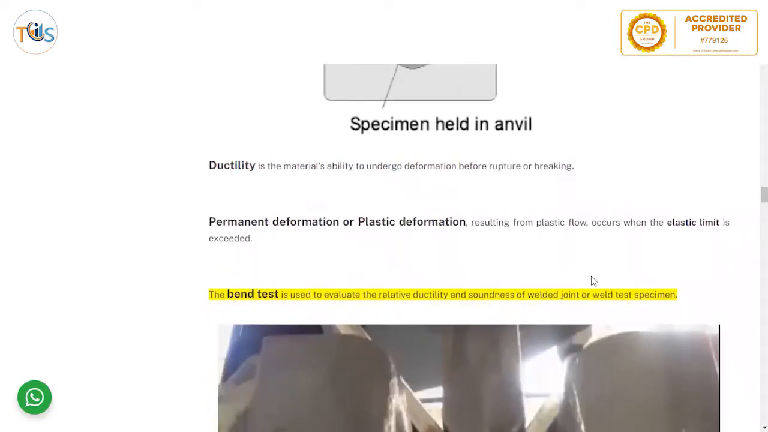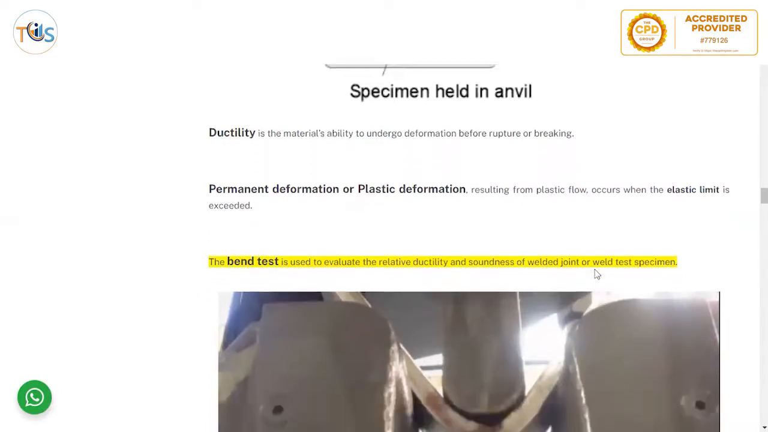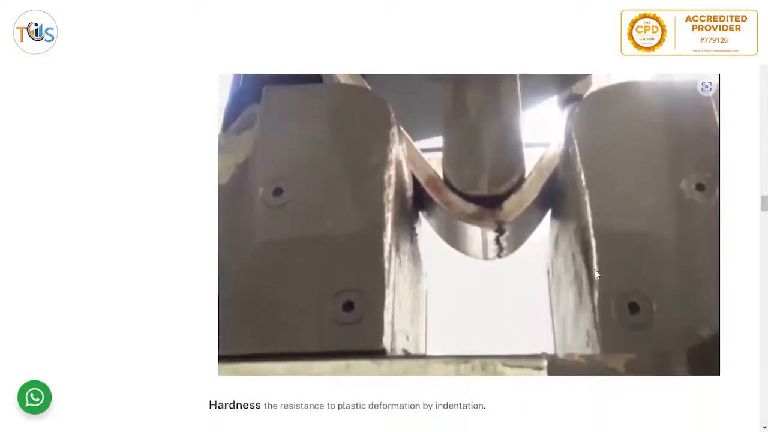Ductility is the material's ability to undergo deformation before rupture or breaking. Permanent deformation or plastic deformation resulting from plastic flow occurs when the elastic limit is exceeded. The bend test is used to evaluate the relative ductility and soundness of the weld joint or weld test specimen. So this is a bend test. There is a mandrel, it keeps pressing it, and then it's stuck between these two jaws until it breaks.